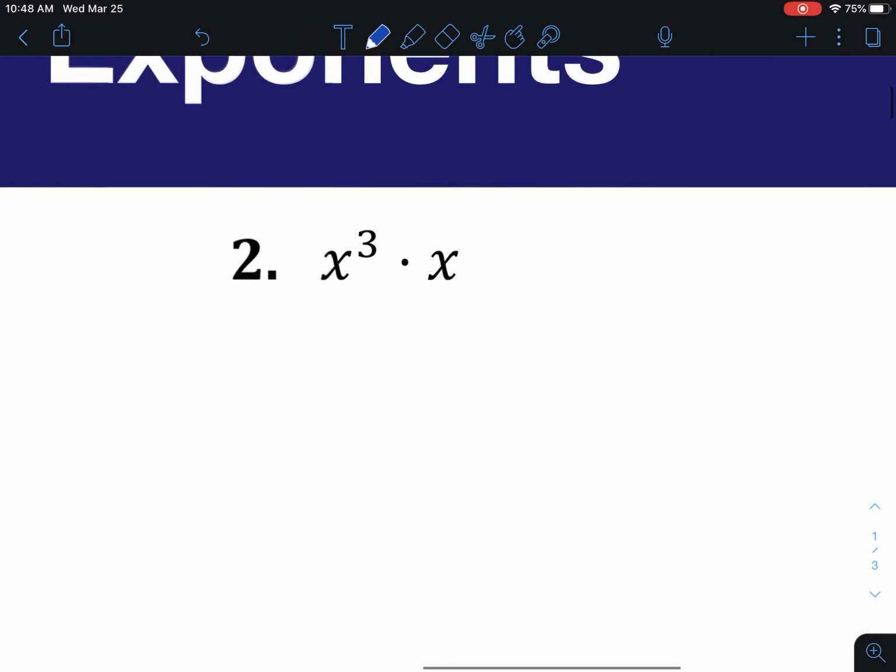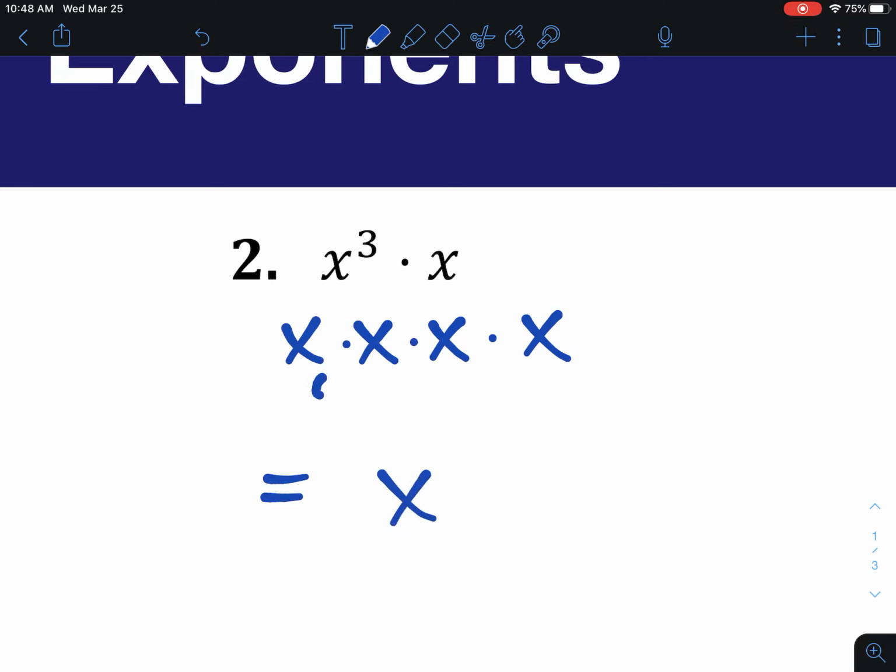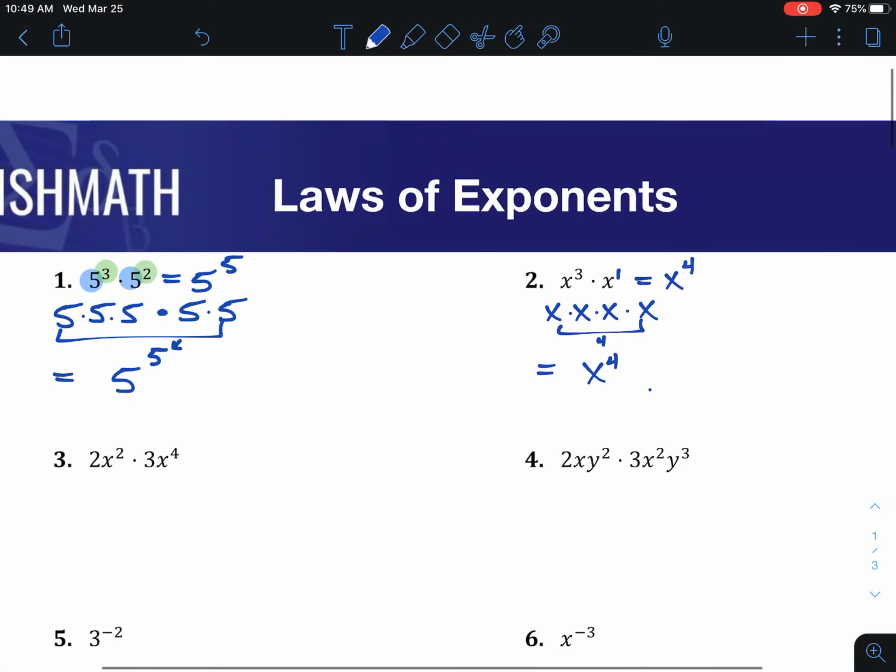For the next one, very similar. We got x cubed times x. So that's x times itself 3 times, times another x. So we just, again, count how many x's you see. I see 4 of them. So that's the exponent, x to the 4th. Well, how does it work with a shortcut? If there's no exponent on the x, it's a 1. So keep the base, add the exponents, 3 plus 1 is 4. Either way you do it, you get x to the 4th.